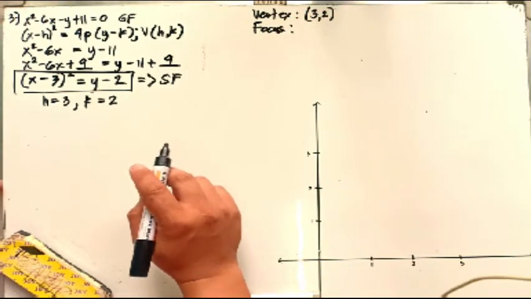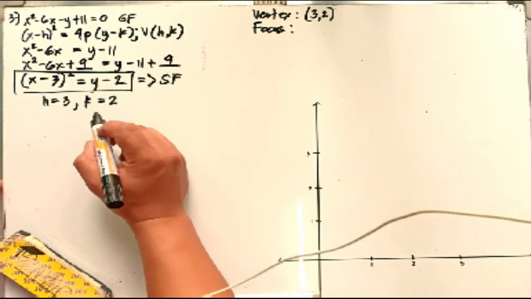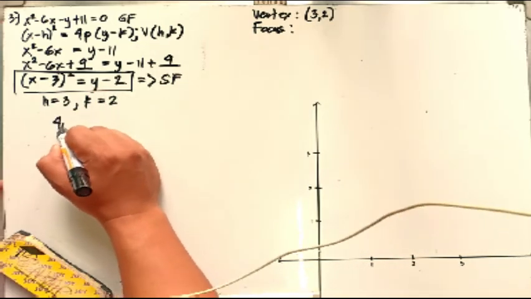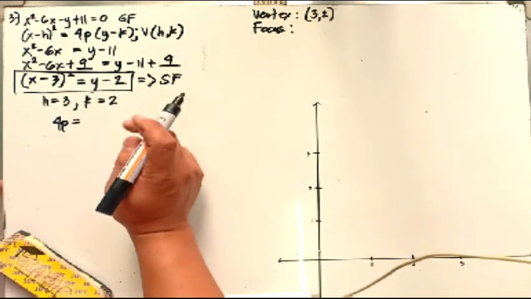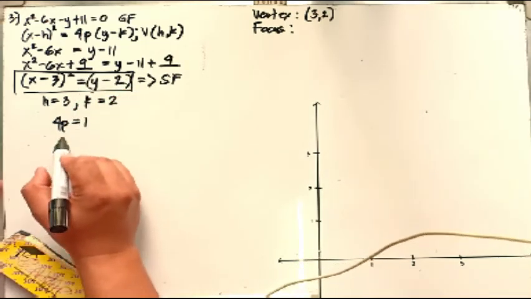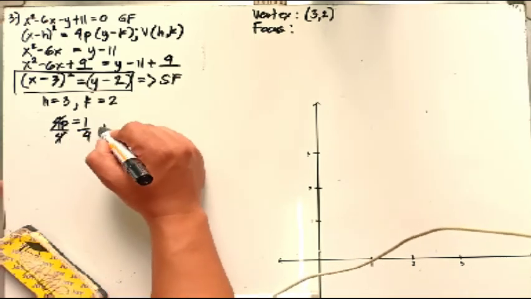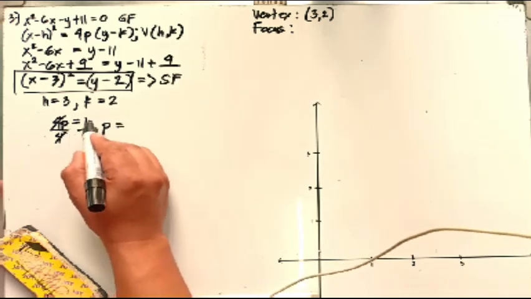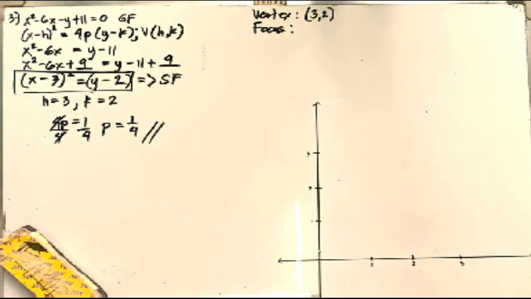Now let's also try to get the focus of the parabola. But before we get the focus, we need to first get the value of your p. To do that, let's equate 4p to, well, how long is the latus rectum based on the standard form? Yes, it is equal to 1. So let's equate that to 1. Divide both sides by 4. Cancel 4. Then p is equal to, what's p? It is equal to 1/4. So that's the distance between the vertex and the focus, and the distance between the vertex and the directrix.